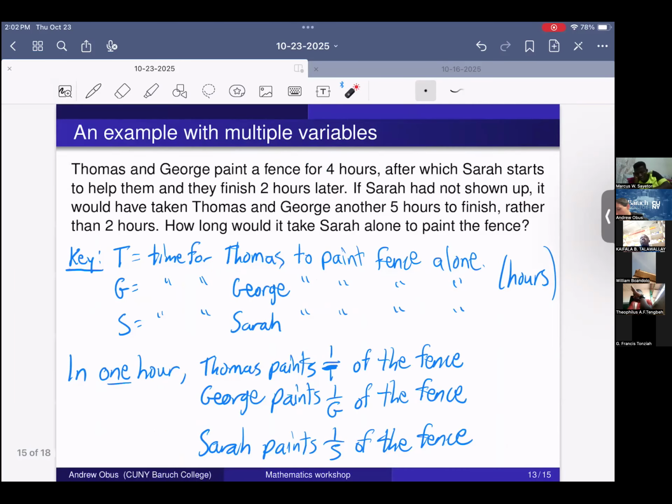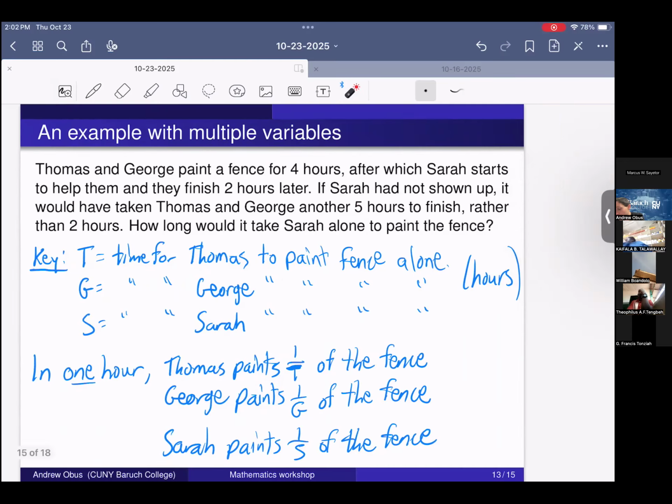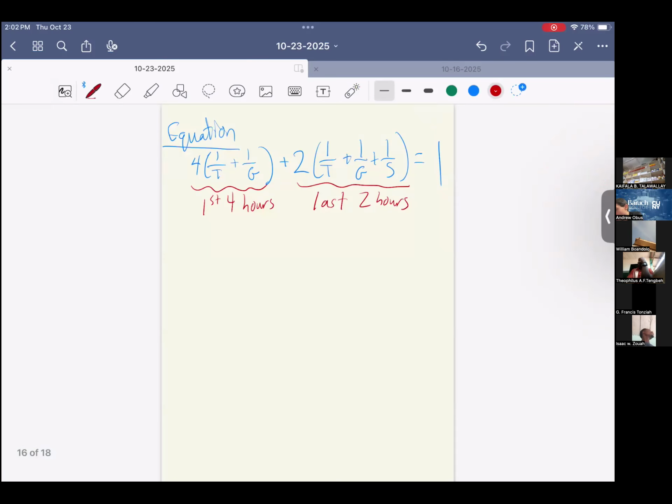Okay. Second equation: if Sarah had not shown up, it would have taken Thomas and George another 5 hours to finish rather than 2 hours. So they would have worked 9 hours total on the fence, just Thomas and George, to finish it. So that equation just says that 9 times 1 over t plus 1 over g is also equal to 1. Okay? So these are our two equations.